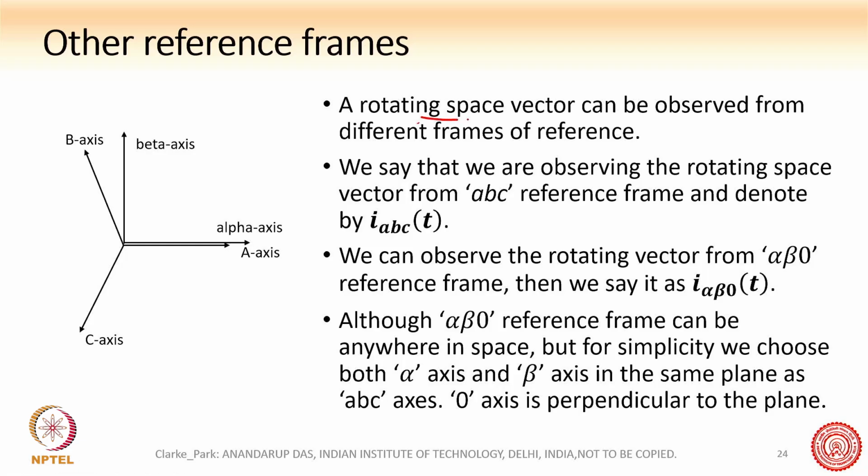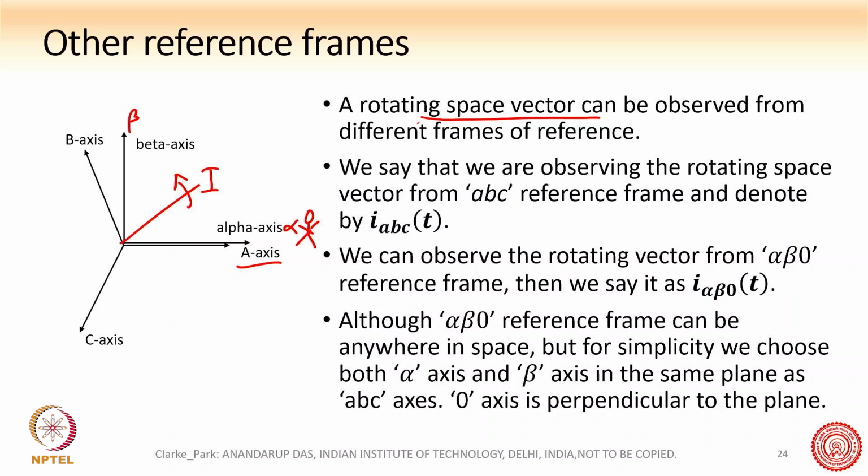Now, a rotating space vector. Let us go back to the rotating space vector. As you have seen here, there was a rotating space vector, say I, rotating here, and we said that we have the A, B, C axes through which we can see the vector. We also have the alpha axis and the beta axis, and we can stand here and observe the rotating vector. So we can observe the same vector from different reference frames.